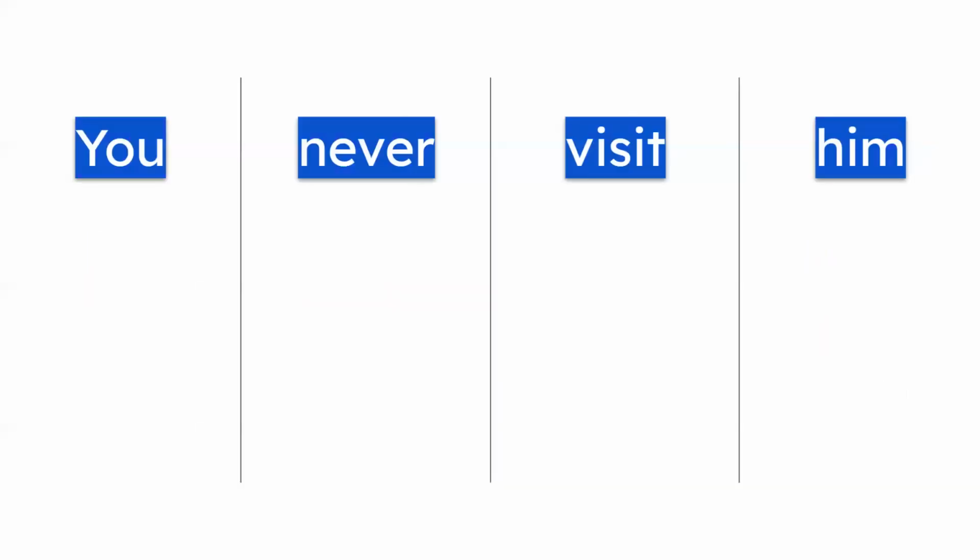Correct. Now the next sentence is: you never visit him. Why are you so mean? You never visit him. You, tú, correct. That's correct. Never. The Spanish is, I'm sure you remember that word.